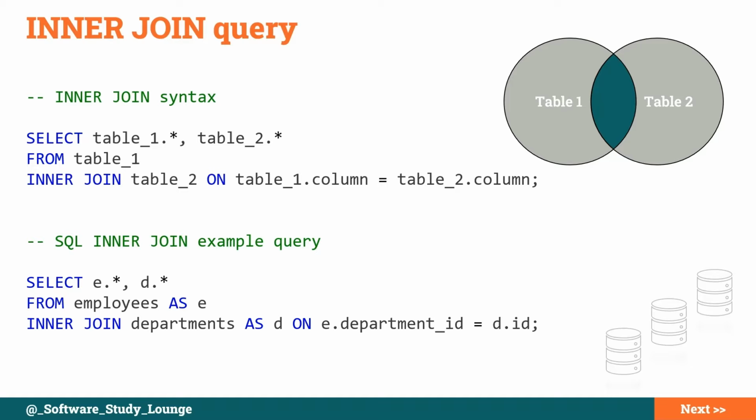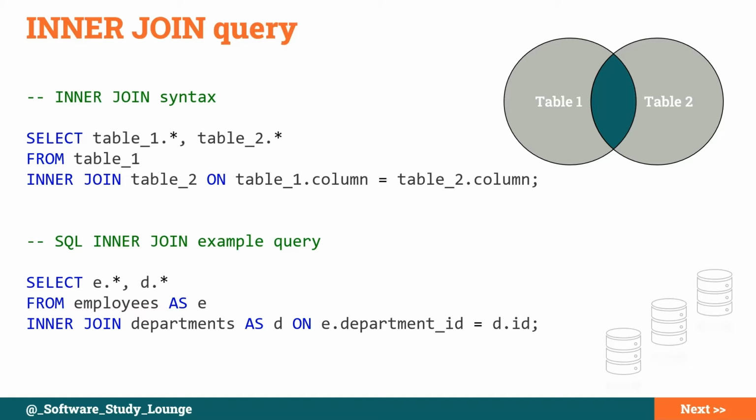Take a look at the syntax. SELECT table1.*, table2.* FROM table1 INNER JOIN table2 ON table1.column = table2.column. Basically table1.column and table2.column are the matching columns available in both the tables. So in our case the department ID column from the employees table is common with the ID column of the departments table.